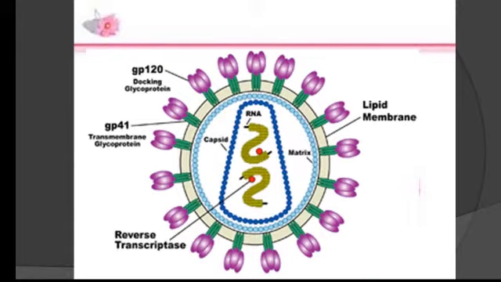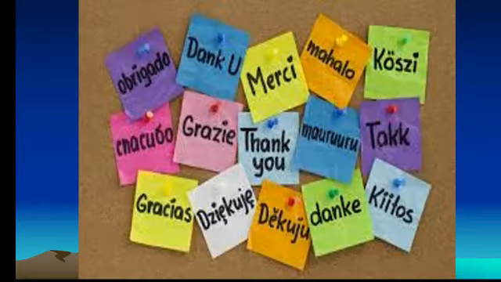We have these pictures showing all the secondary immunodeficiency diseases. Lipid membrane, matrix, RNA capsid, reverse transcriptase, gp41 transmembrane glycoprotein, then gp120 docking glycoprotein. All of these are some reasons to exploit the cell and make it more vulnerable to diseases, one of which is secondary immunodeficiency diseases.